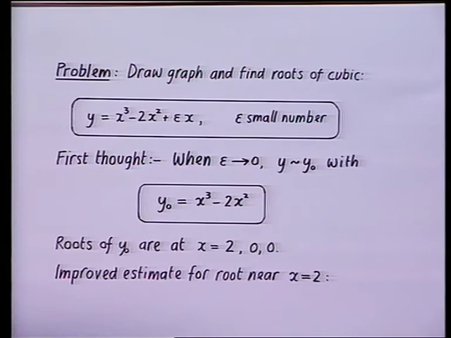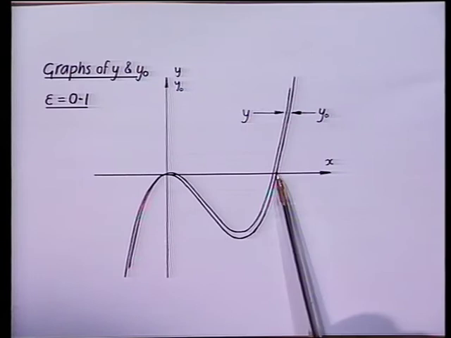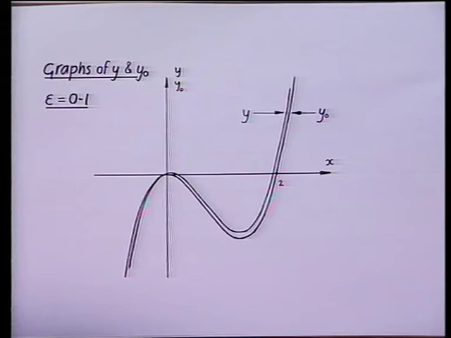Let's see how we can get an improved estimate for the root near x equals 2. There are the graphs of y and its approximating function y naught, for the particular case when epsilon is a tenth, 0.1. You see that y naught passes through x equals 2, and the function y passes fairly close to that, but is slightly less than 2. Let's see how we can improve on the estimate x equals 2 for one of the roots of that equation.